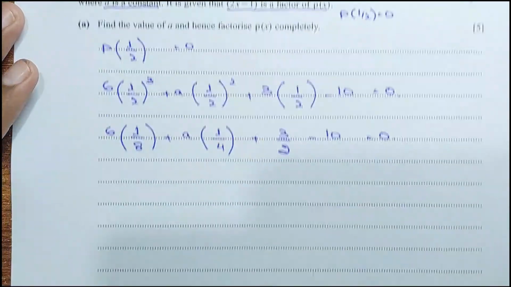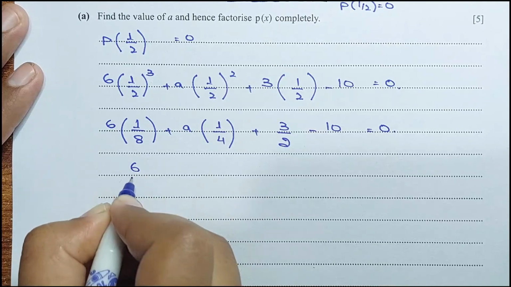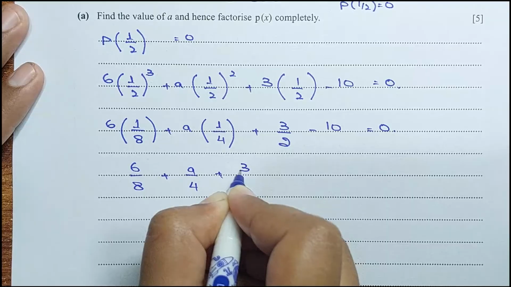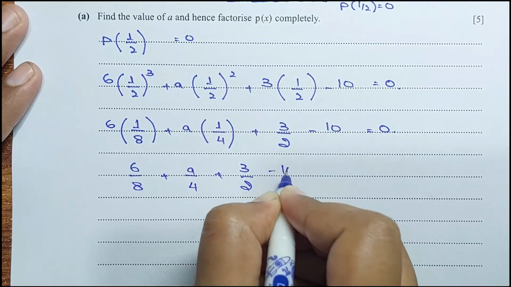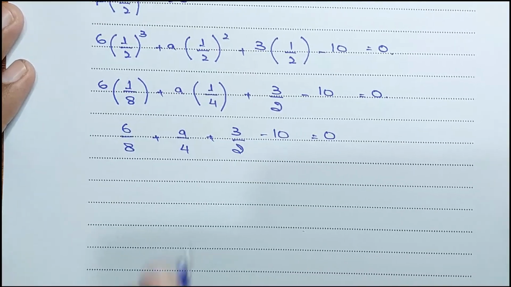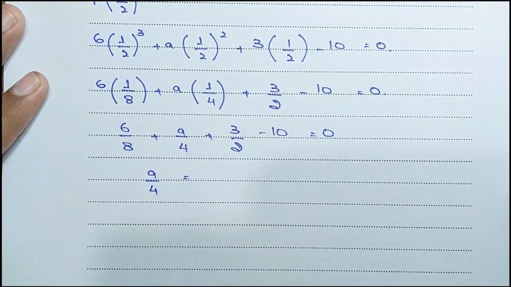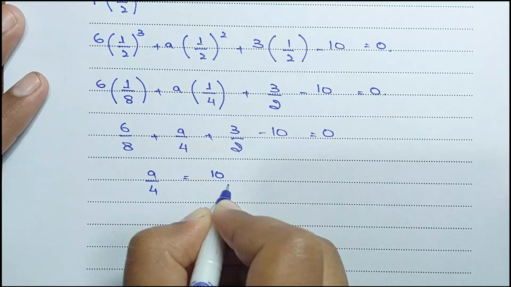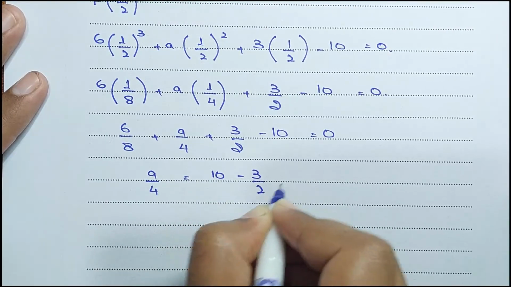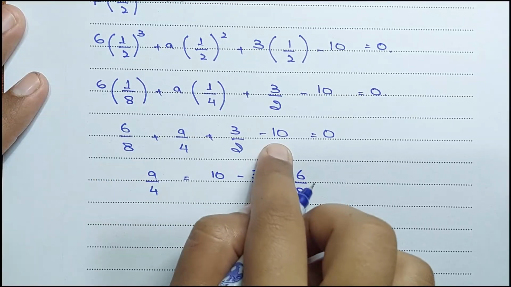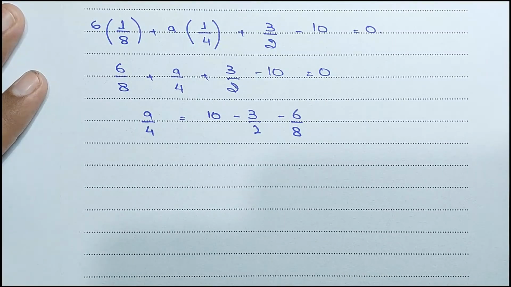Let me solve for a from here. This is 6 over 8 plus a by 4 plus 3 by 2 minus 10 equals 0. So a by 4 stays here. Shift the rest of the terms to the other side. It becomes positive 10, negative 3 by 2 and negative 6 by 8. Each sign flips.